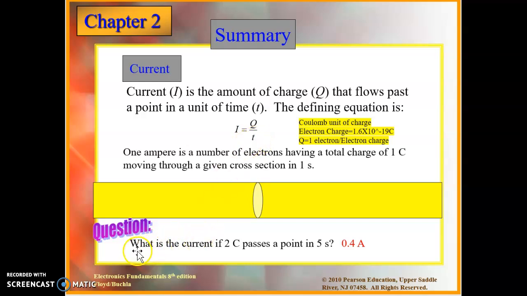So right here they're asking us a practice question. The nice part of these equations is that it is a single equation, so we have to have two unknowns to find the third unknown. So right here it says I have a current. What is the current if I have two coulombs passing a point in 5 seconds? So we just plug in here 2 divided by 5 and we get 0.4 amperes.